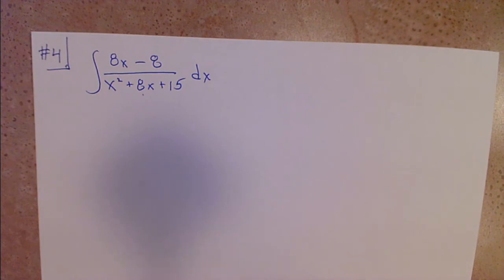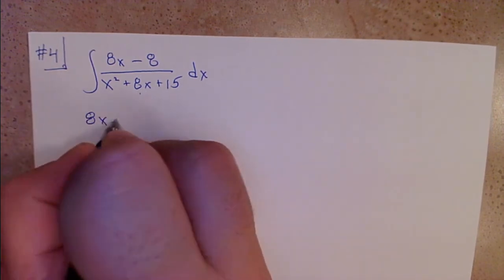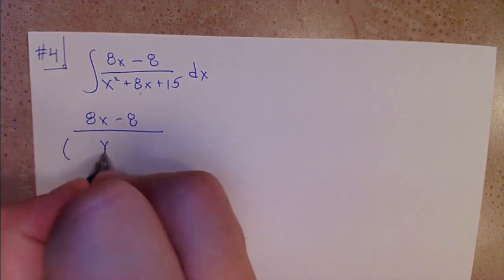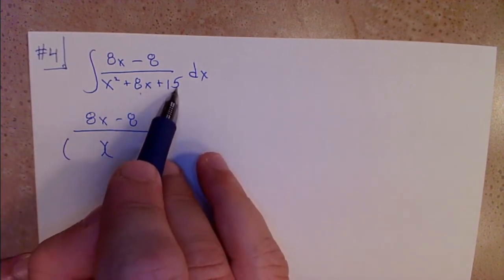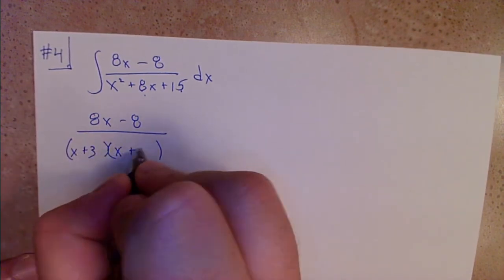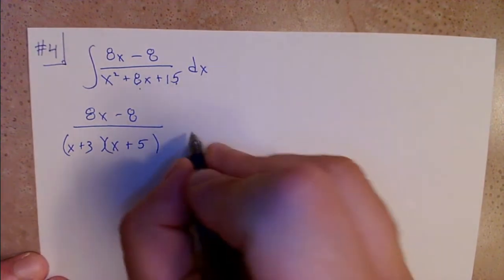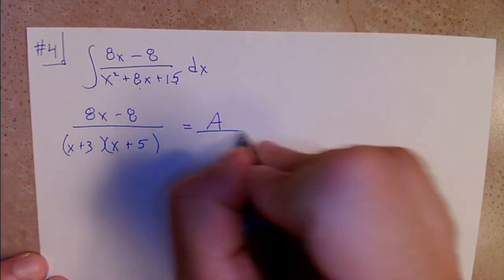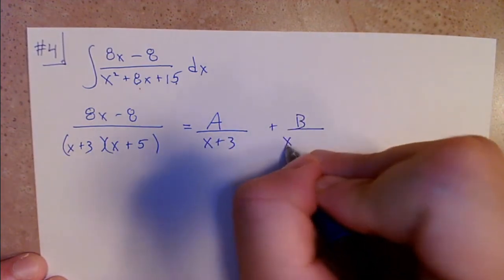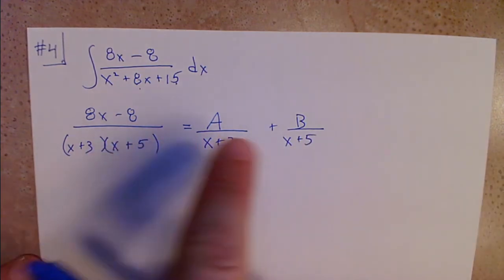So what I'm going to do is first, forget the integral sign. Let's just write 8x minus 8 over, let's factor this bottom right here. This bottom factors quite nicely because 15 is 5 times 3. 5 plus 3 add up to 8. So I get x plus 3, x plus 5, like that. All right, so I'm going to do a partial fraction decomposition on this. So I'm going to have some unknown constant a over x plus 3 plus some other unknown constant b over x plus 5.